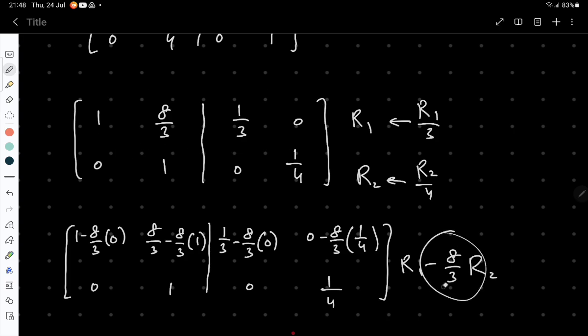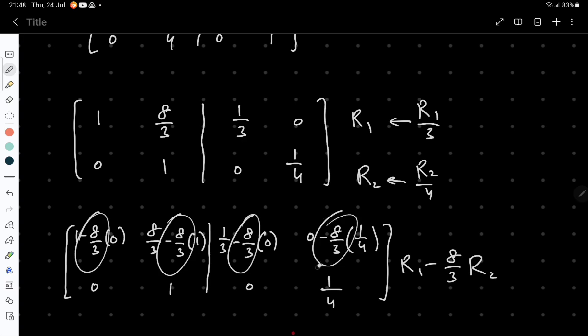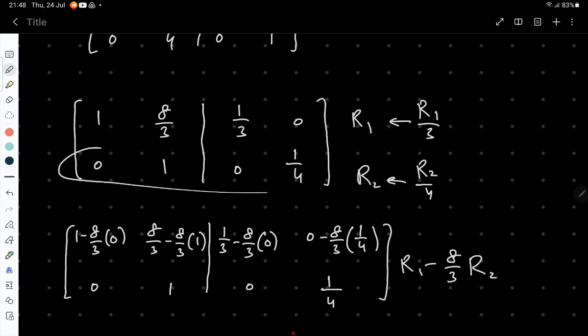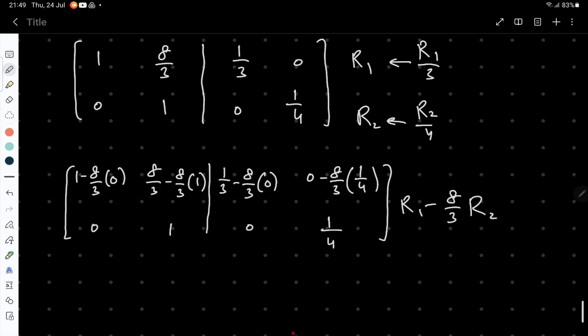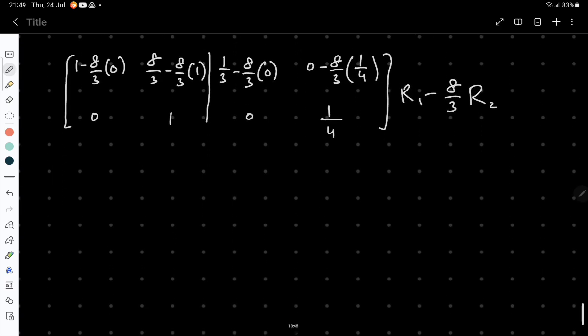And then minus 8 by 3, minus 8 by 3 everywhere. You can check. It's everywhere. And then R2 is 0, 1, 0, 1 by 4. So everything I have written as to solve. Okay, now my aim is to simplify this.